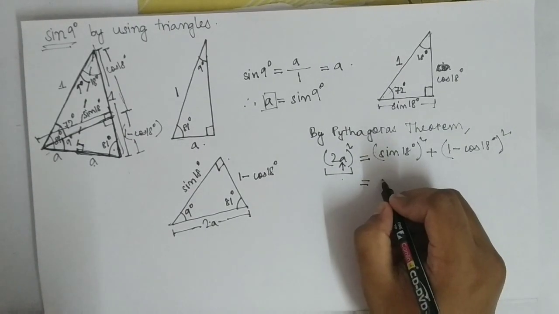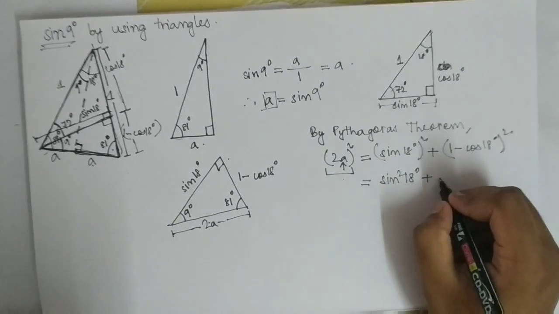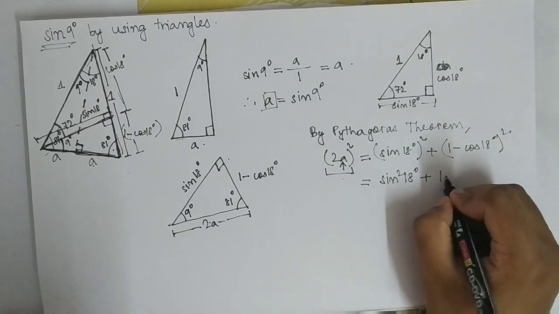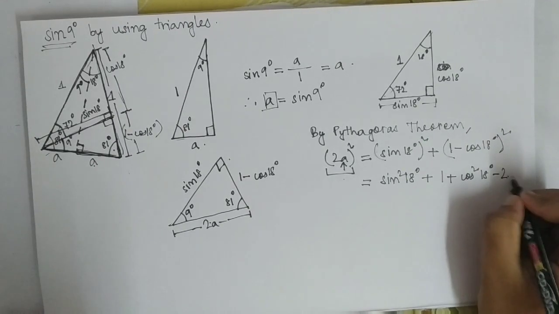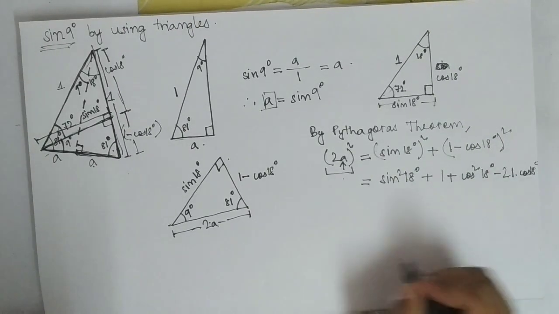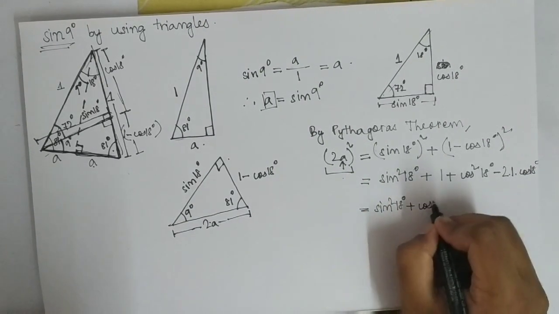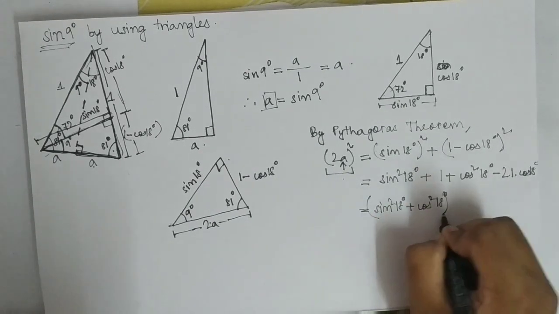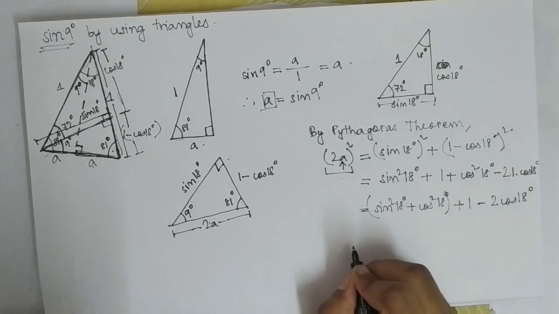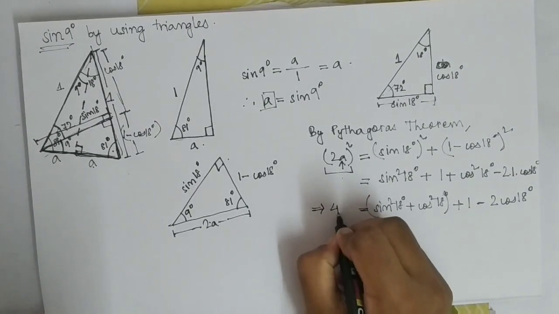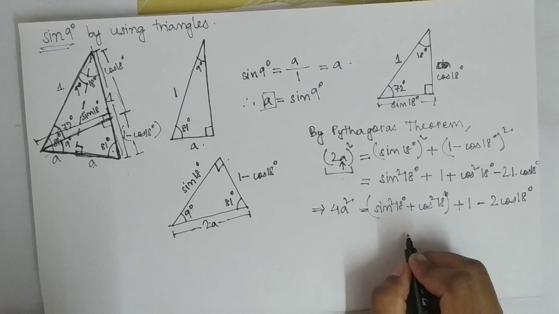So let me evaluate. On the right hand side the expression becomes sine square 18 degrees plus, let me break it, this is going to be 1 plus cos square 18 degrees minus twice into 1 into cos of 18 degrees. Now let me write sine square 18 degree and cos square 18 degree together, plus 1 minus twice of cos of 18 degrees. And on the left hand side the expression becomes 4 times a squared.